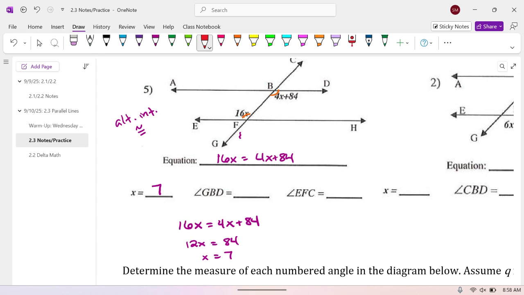So 7 times 16, that is 112 degrees. So we just did 16 times 7. And then 4 times 7 is 28 plus 84. That's still 112 degrees.